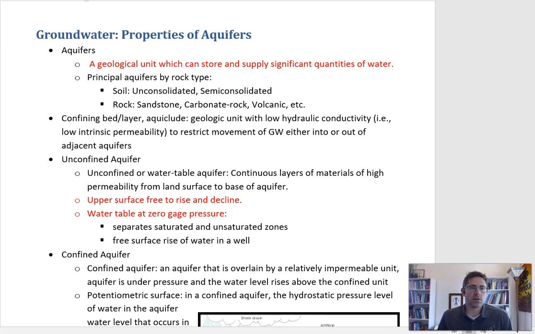So when we use this term aquifer, we're talking about a geological unit which can store and supply significant quantities of water. And there are a couple of different kinds of aquifers. They're usually referred to as either consolidated, unconsolidated, or semi-consolidated. A consolidated aquifer is one that's essentially made out of rock, so sandstone, carbonate rocks, or volcanic rocks that can hold water, versus unconsolidated or semi-consolidated aquifers, which are soil-based.